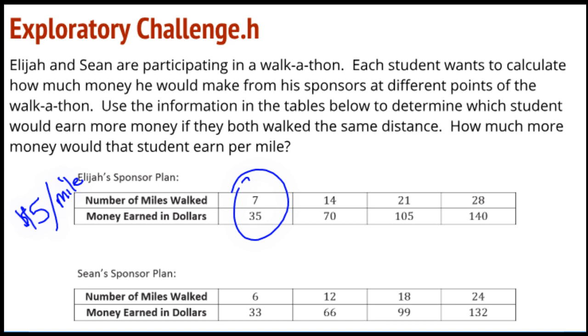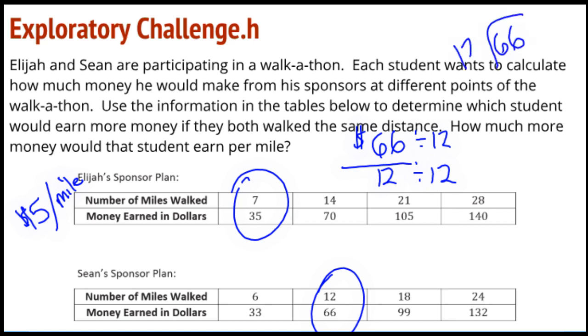Let's see here. Well, let's take a look here. I've got $66 per 12 miles. And if I scale that down, here's where it's a little tricky. 66 doesn't divide very well by 12, so I might have to bust out my calculator. And I've got 12 times 5 gives me 60. So I've got $5.50 per mile.